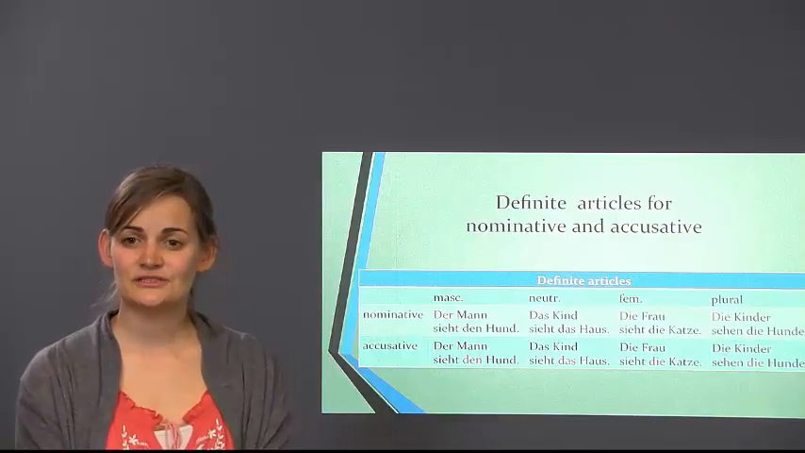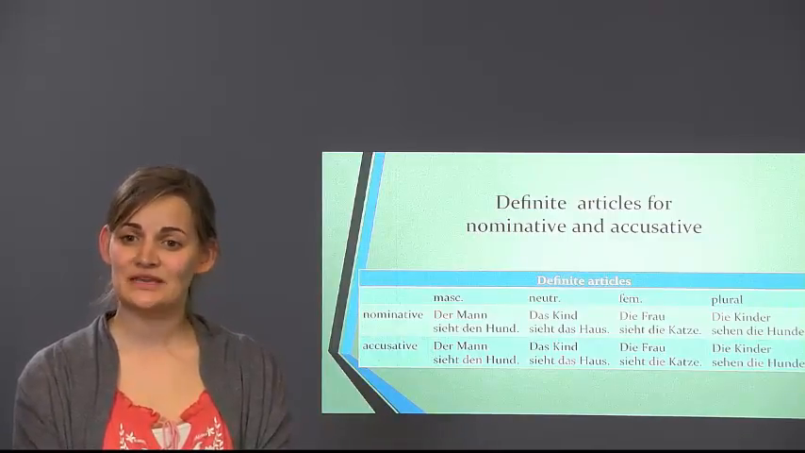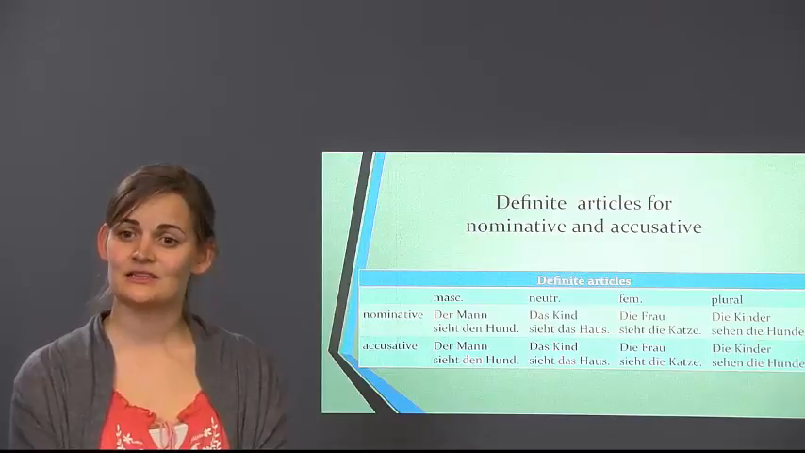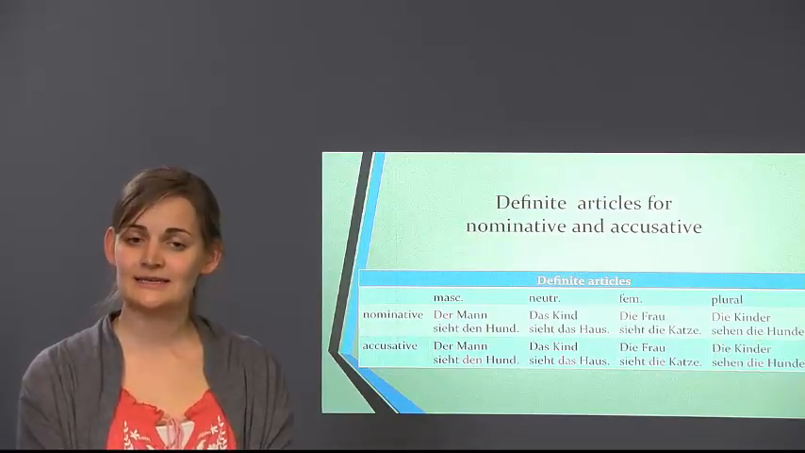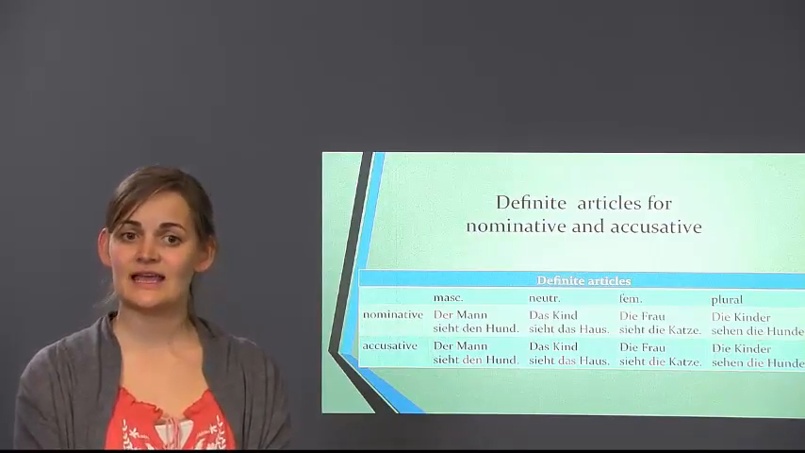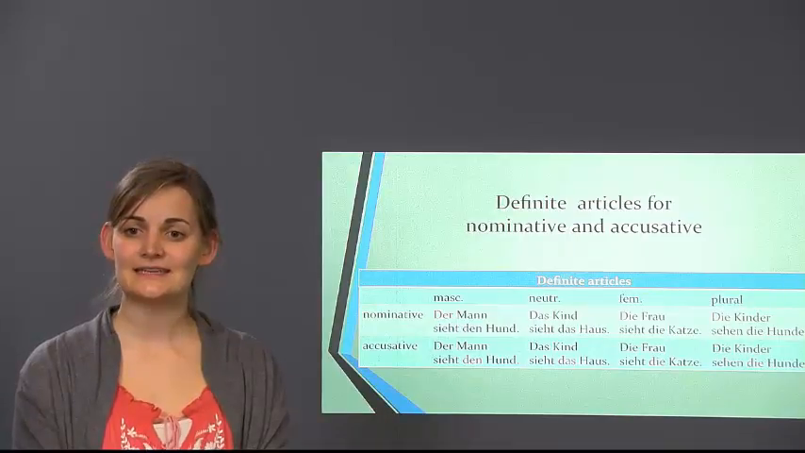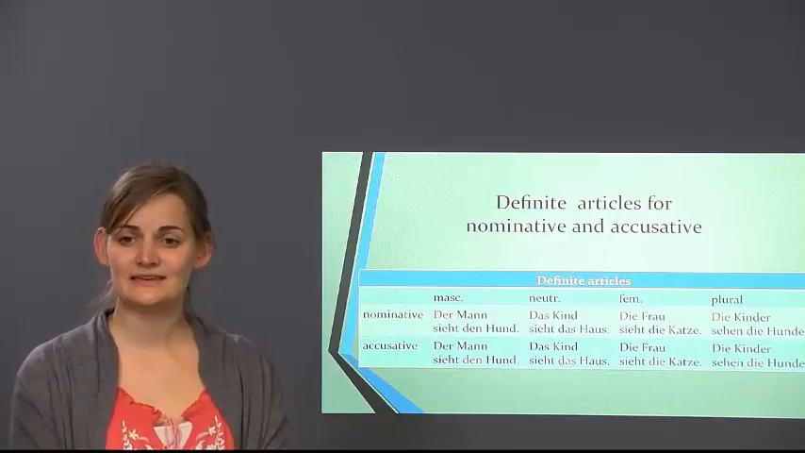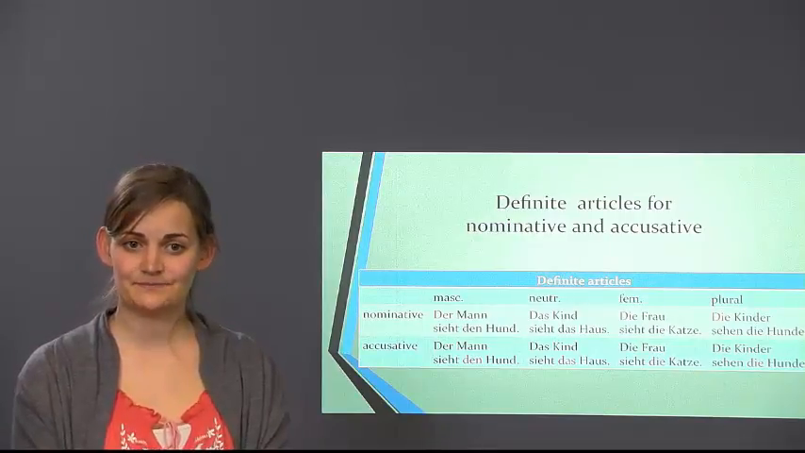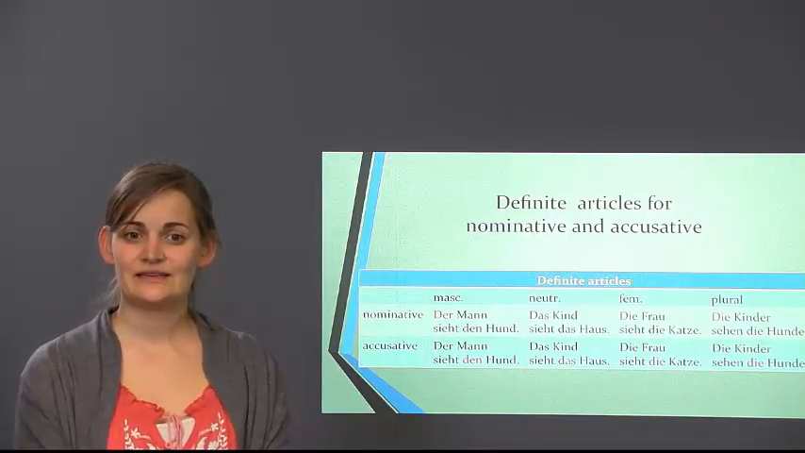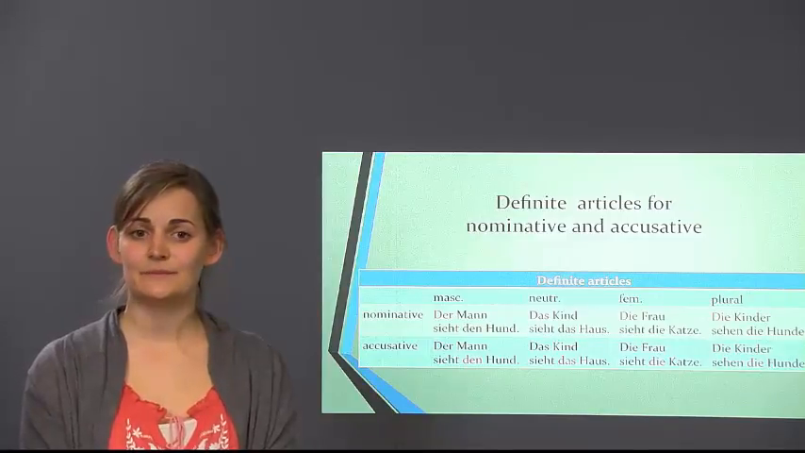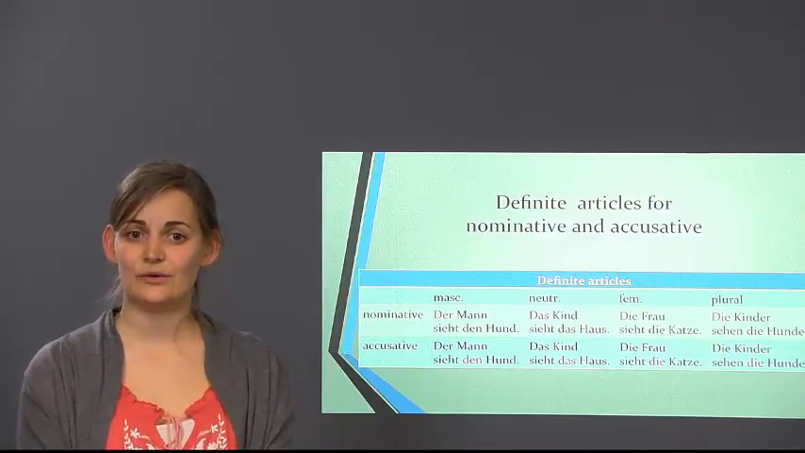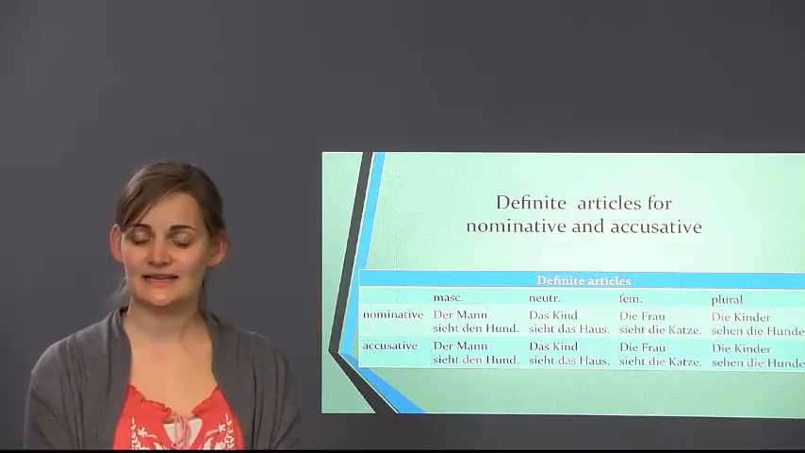sieht den Hund, who or what is being seen, that is the dog. Our direct object needs to be in accusative case, and that article is then den. So der from the subject becomes den in the direct object. For feminine, the article remains the same. It is die Frau sieht die Katze.